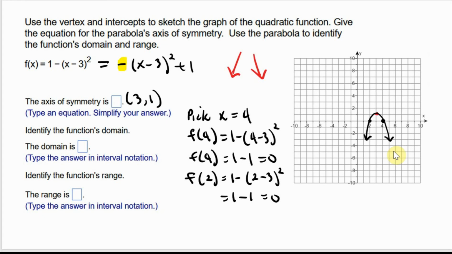So I just needed that to know the range. The range is going from negative infinity all the way up, and that looks like that's 1. So the range goes from negative infinity to 1. For the domain of the x values, as the parabola goes down to the left and to the right, it's going to go downward on both sides. So it's going to pick up all these values.